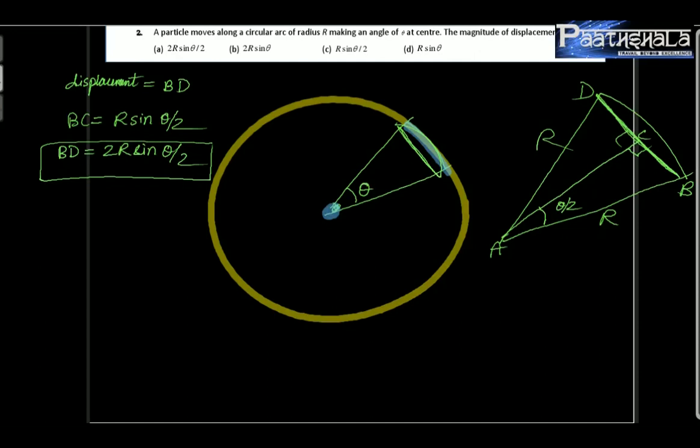So what is the answer? 2R sin theta by 2. This is the answer, A. Okay? Easy to understand this question?